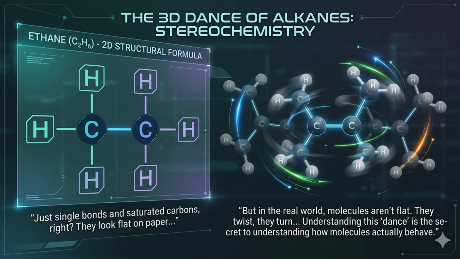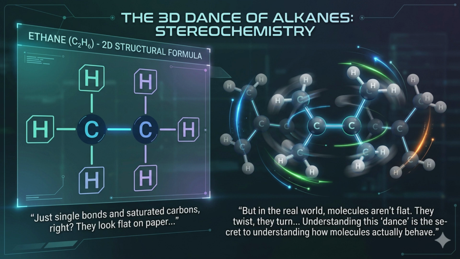And it's true. When we draw them in a textbook, molecules look like static, two-dimensional blueprints. But now, look at the right side. This is the reality. Instead of flat lines, we see a dynamic, glowing ball and stick model. Luminous green and blue arcs swirl around the carbon-carbon bonds, showing motion blur as the atoms spin. The quote at the bottom reveals the truth: in the real world, molecules aren't flat. They twist, they turn. Understanding this dance is the secret to understanding how molecules actually behave.